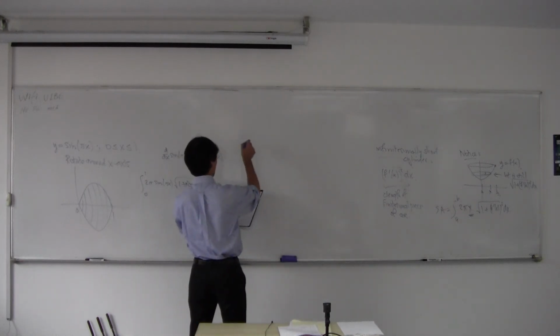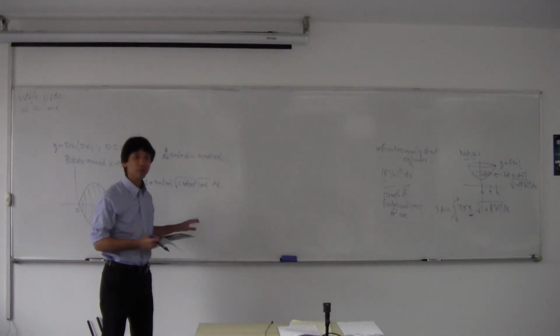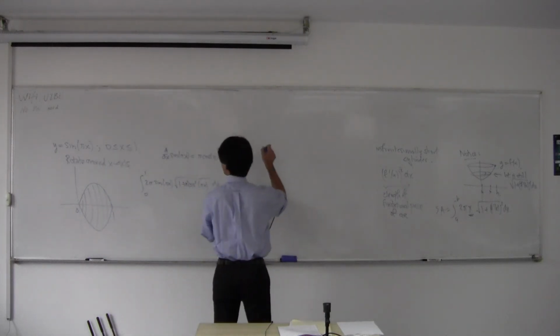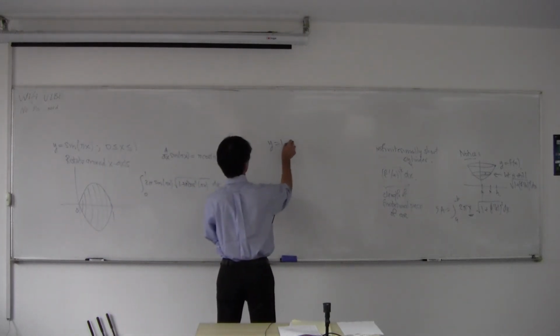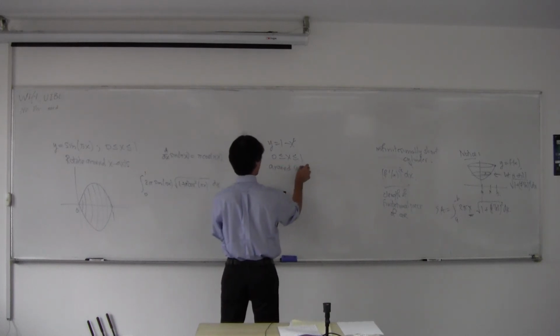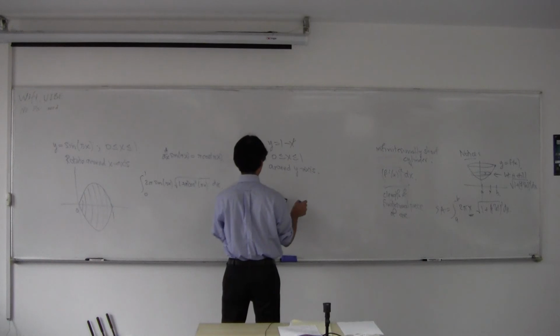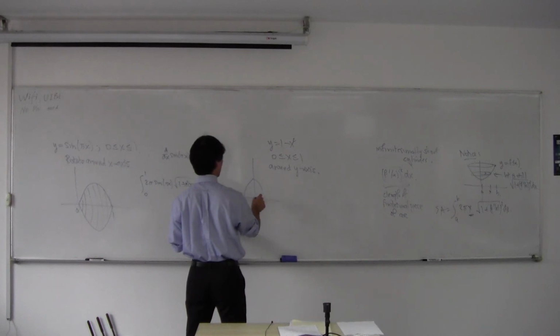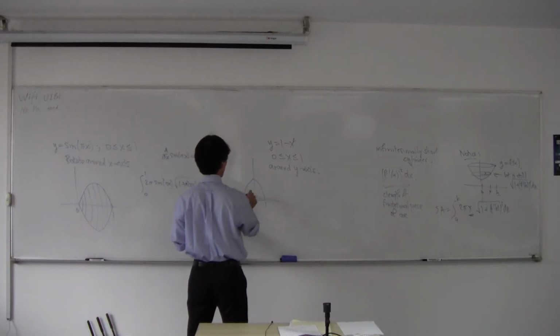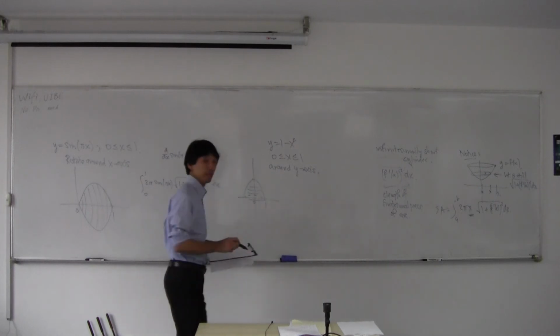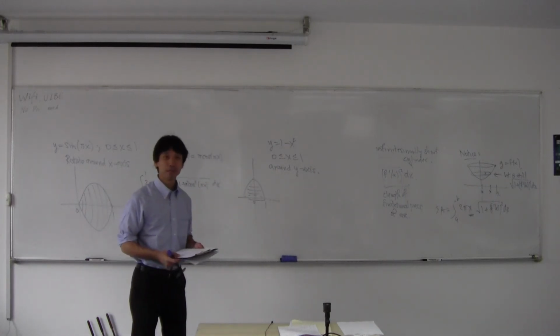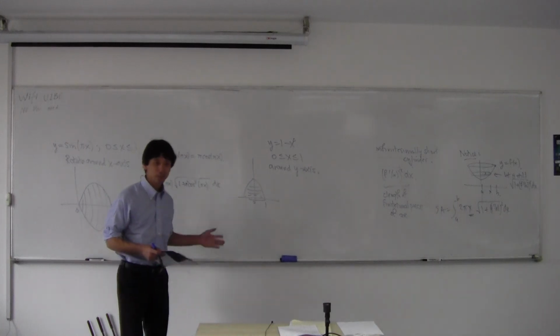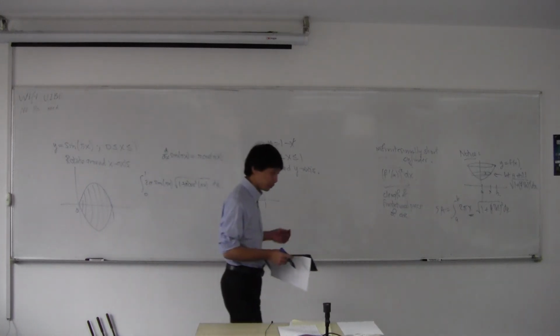Here's another one. Any questions? Okay. y equals 1 minus x squared, x from 0 to 1, and you rotate around the x-axis. So you have this downward going parabola from 0 to 1. You rotate that around the x-axis, and you want to find the surface area of that. Again, take 1 minute and just write it down. It should be easy.